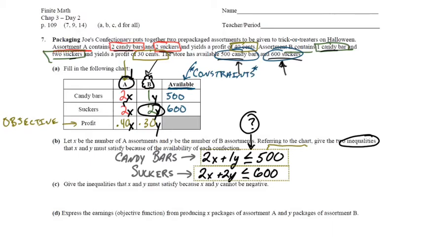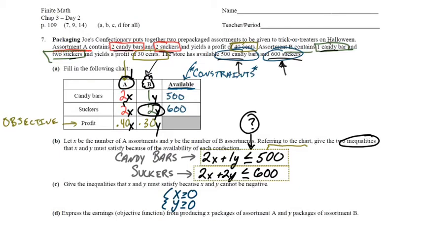Part C says, give the inequalities that X and Y must satisfy because X and Y cannot be negative. Remember, X was the number of A assortments that were sold, and Y was the number of B assortments that were sold. So we can't have negative candy assortments, so we know that you have to sell at least 0, meaning X has got to be greater than or equal to 0, and Y has got to be greater than or equal to 0. And since we're dealing with real-world problems, this is always the case. You have to be greater than or equal to 0 in terms of the number of items.